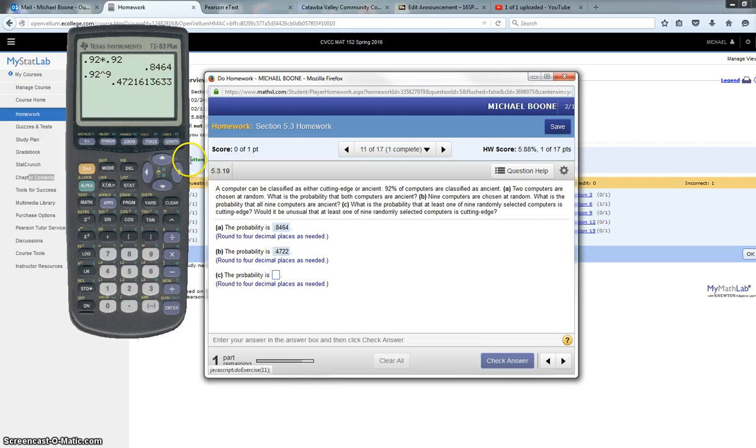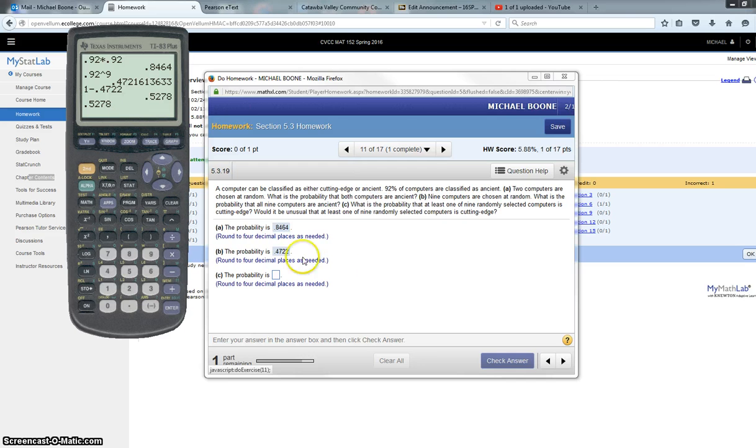So for this particular problem, if I just do 1 minus the 0.4722, I get 0.5278. This is the probability of at least one, because it could be more than one, it could be 5, it could be 8, all those different probabilities. At least one will be cutting edge.